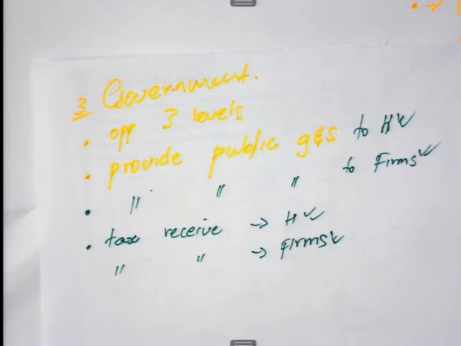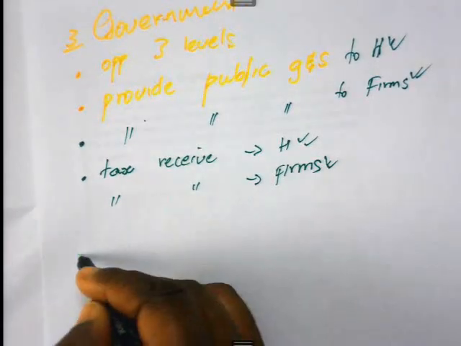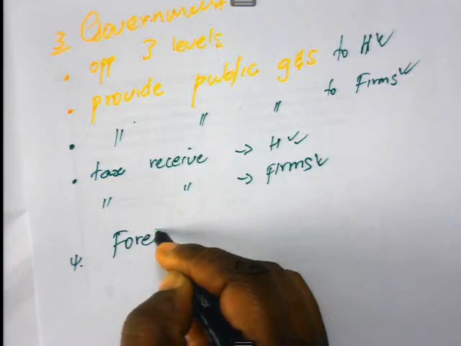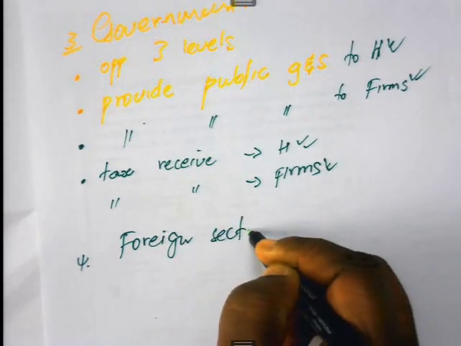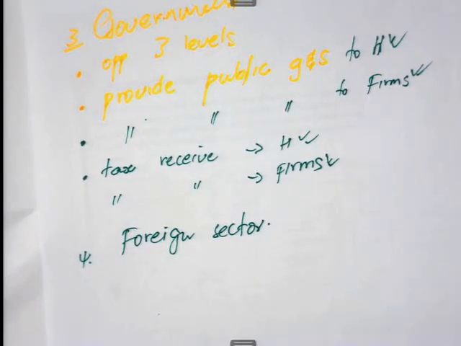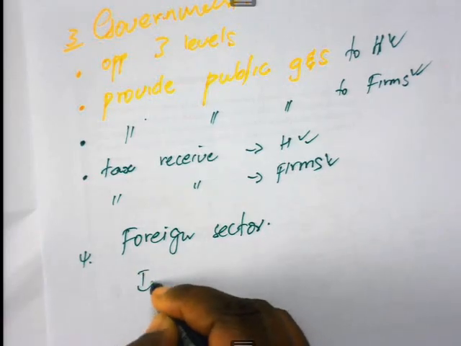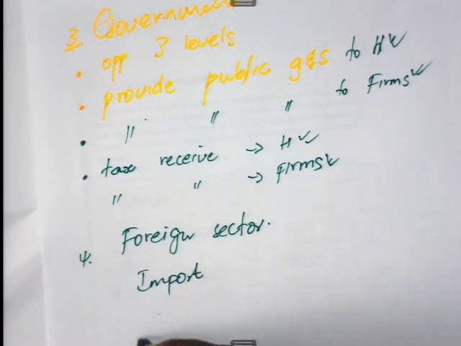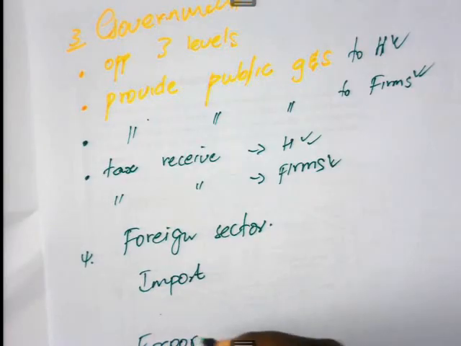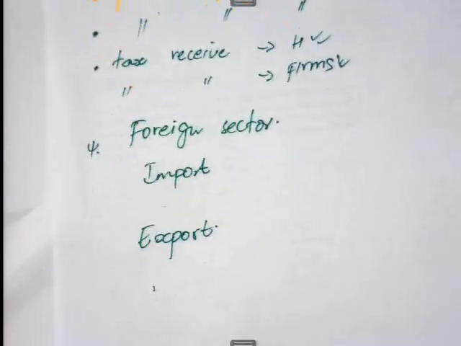Plus, more or less, 2 marks, depending on what the examiner expects us to talk about with regards to the government. Hope you get that one clear. Thank you very much. Let's go to the next participant, which will be what? Now, the foreign sector. The main activity of the foreign sector, as a participant in the economy, is import and export. Can we get this one now clear?